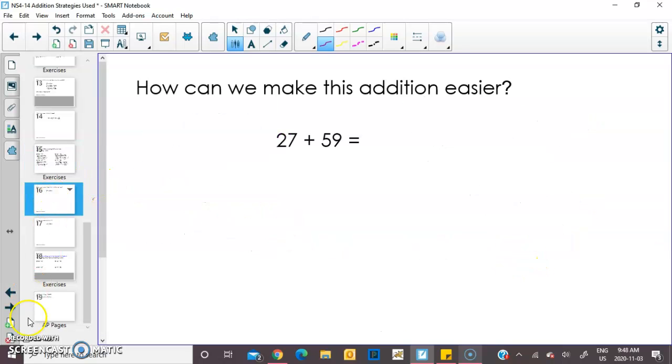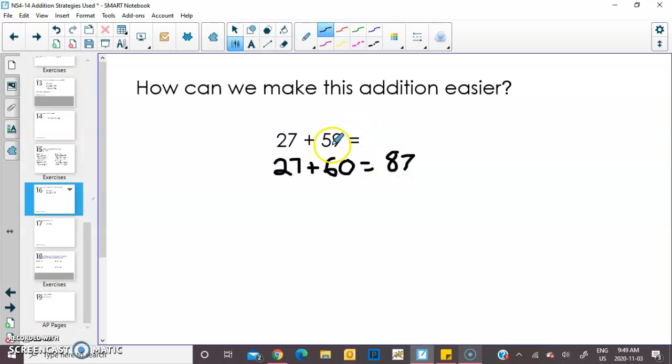Let's move on. Okay, so we have 27 plus 59. How can we make this addition easier? Well, we know we can add numbers that end in 9 or 8 by rounding up to the nearest multiple of 10 and then subtracting either 1 or 2. So we know the nearest multiple of 10 from 59 is 60. So we'll do 27 plus 60. So what's 27 plus 60? Good, 87.